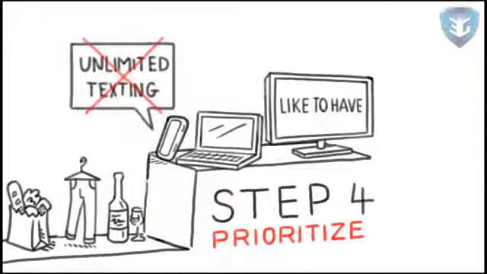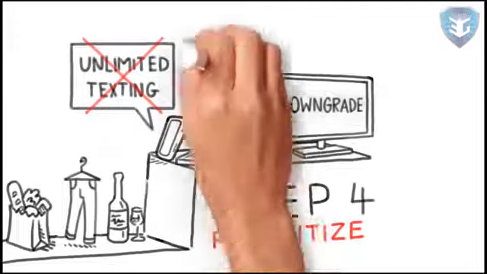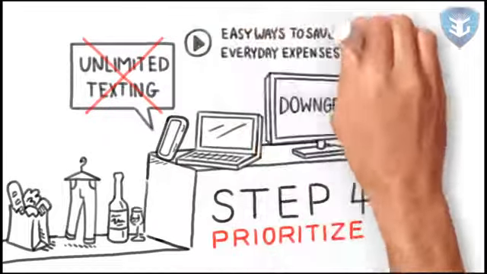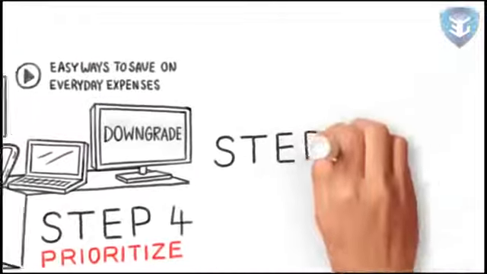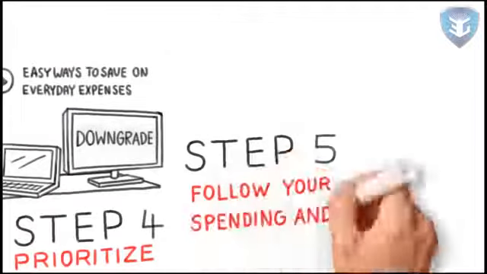Are you watching all 437 channels of cable? No? Downgrade to basic. For more simple tips that can help you save, check out that video I mentioned, Easy Ways to Save on Everyday Expenses. Because if you follow some of the tips there, you could save hundreds of dollars each year. Yes, hundreds. Step 5, follow your spending and review monthly.